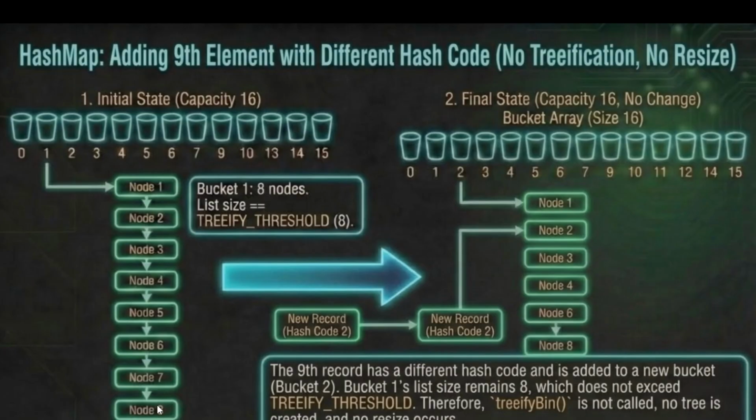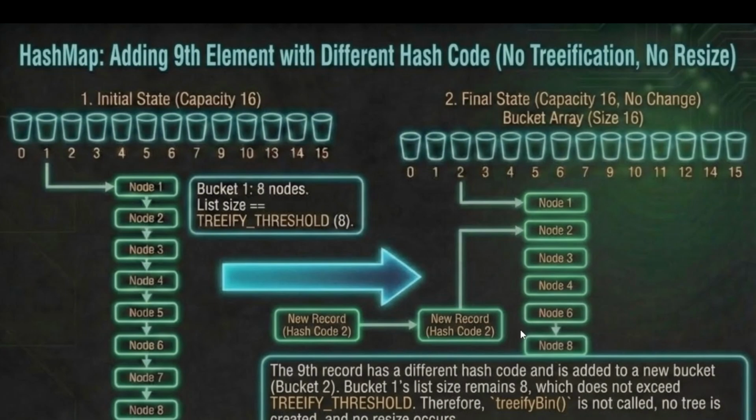Consider the 8th element not added. It has not crossed the threshold. The final state of the capacity is 16. The capacity will not be changed. Why? Because no resize method will be called. It is added as the next element.